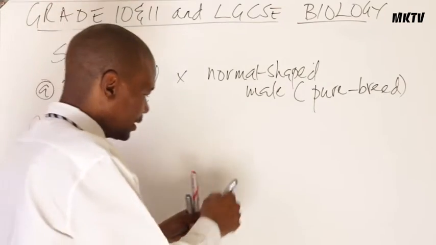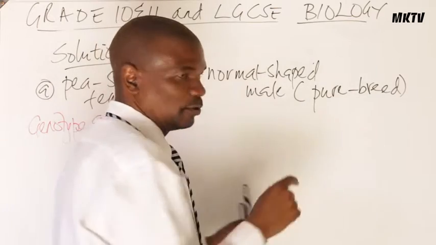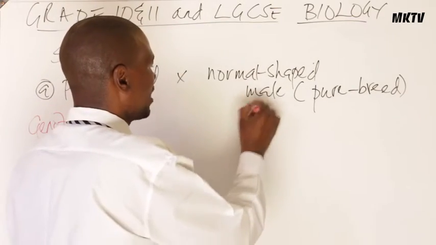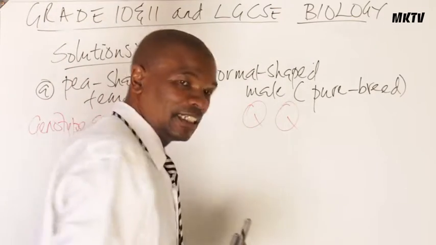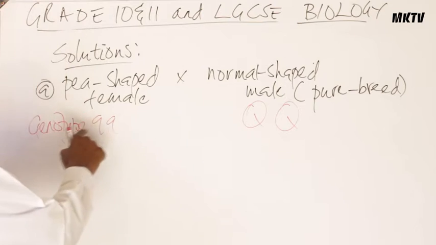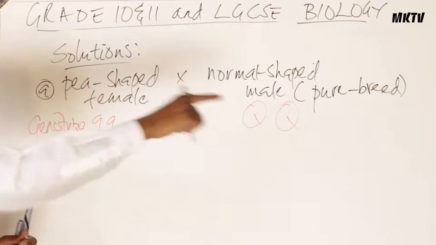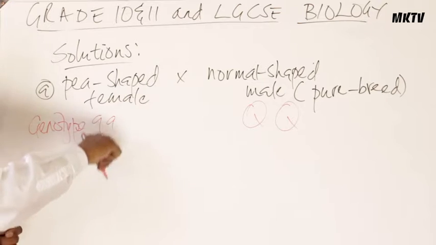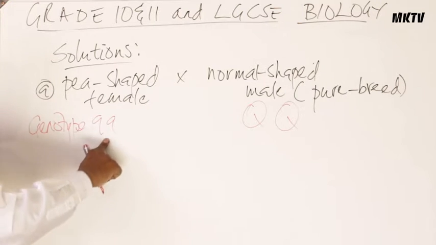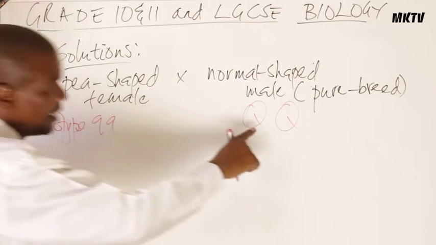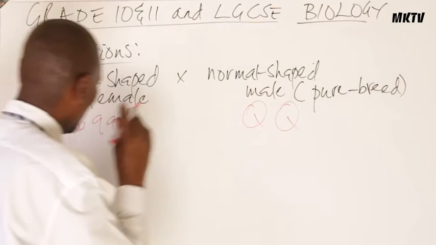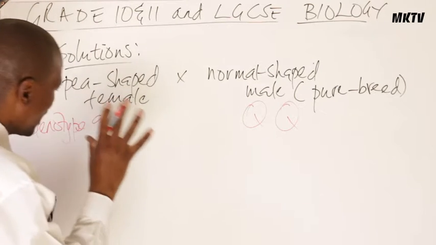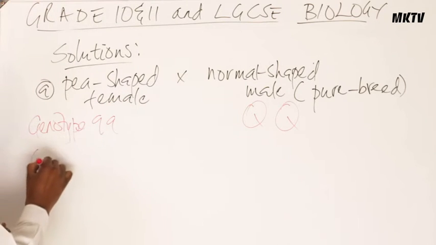And therefore, in this case, because it's said to be a pure breed, we shall have a capital Q and a capital Q. And therefore, these are what you call the genotypes. So that means this is a genetic makeup. It's a recessive gene and a recessive gene. Here it's a dominant and a dominant. And therefore, we need to make gametes.